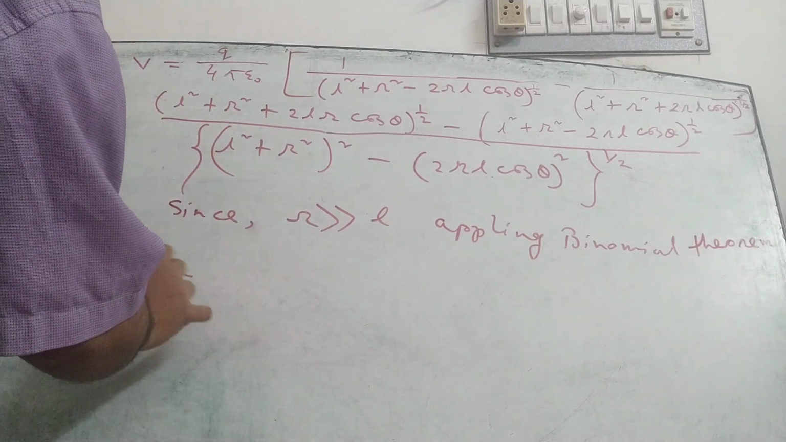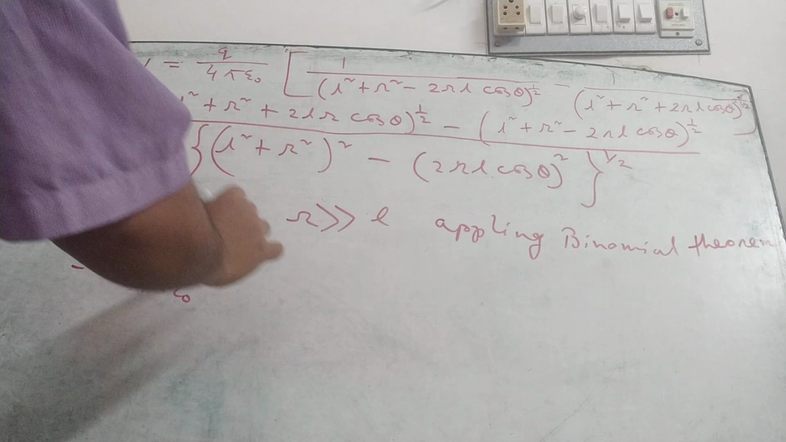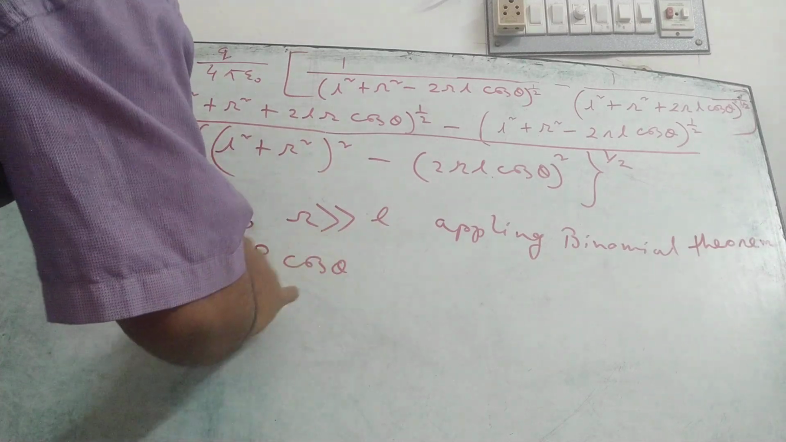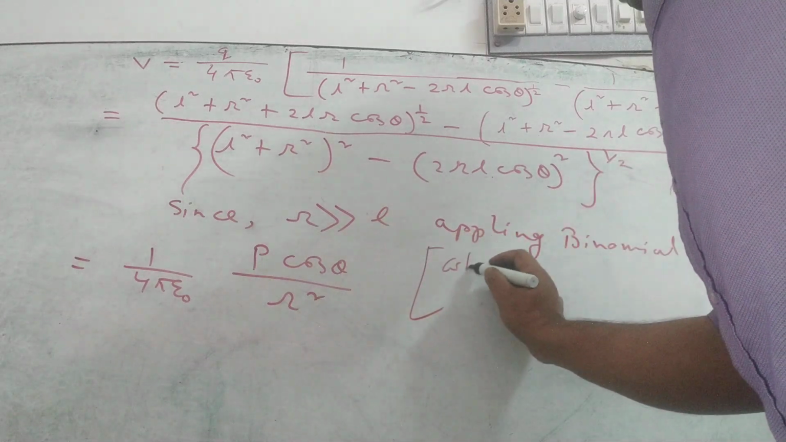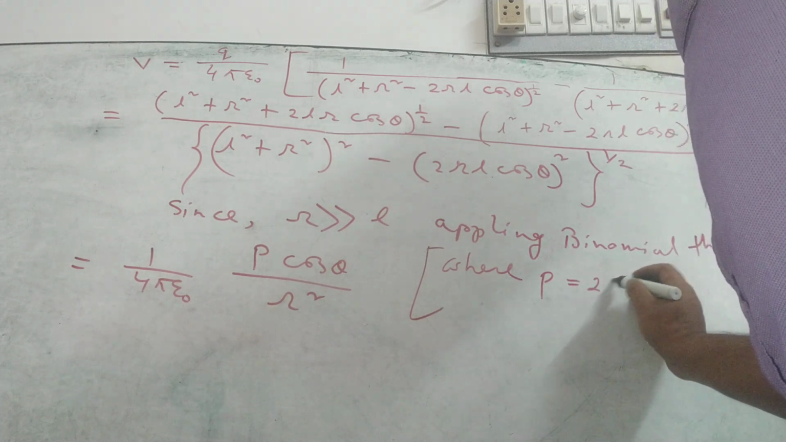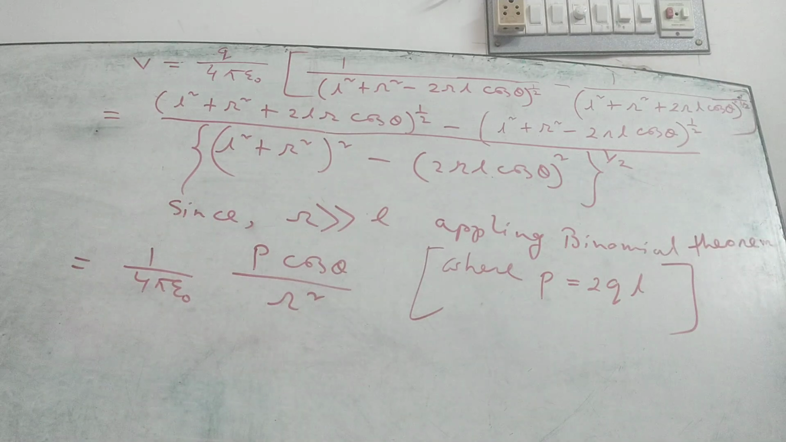this is equal to 1 by 4 pi epsilon 0 into P cos theta by R square, where P is equal to 2QL, the electric dipole moment. This is the final expression of electric potential at a point due to an electric dipole.